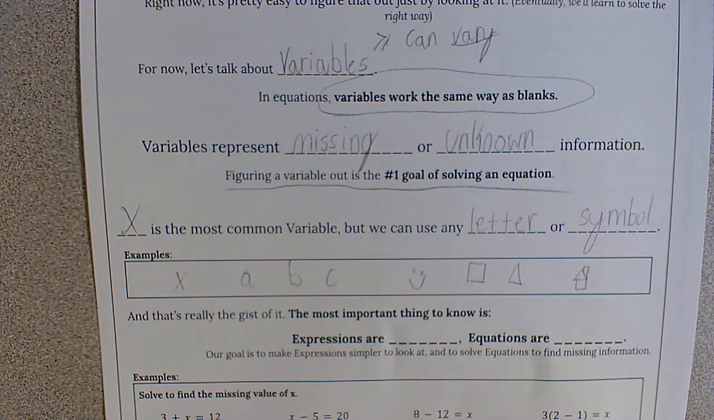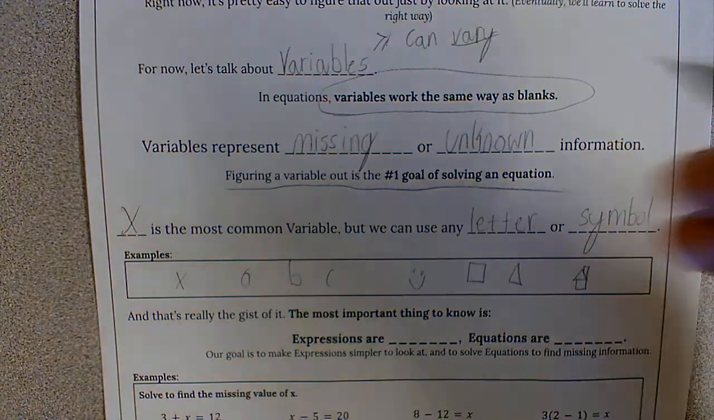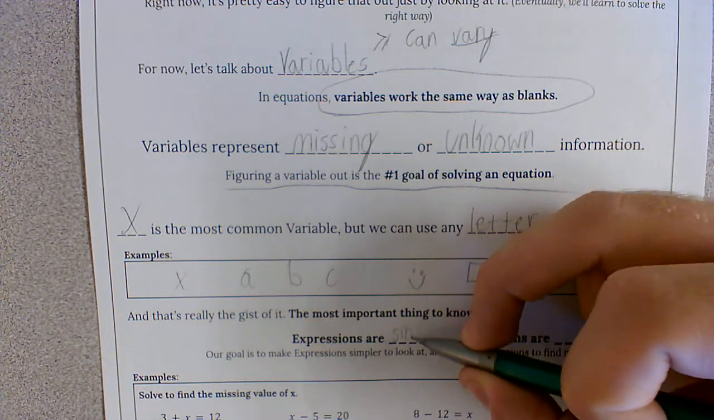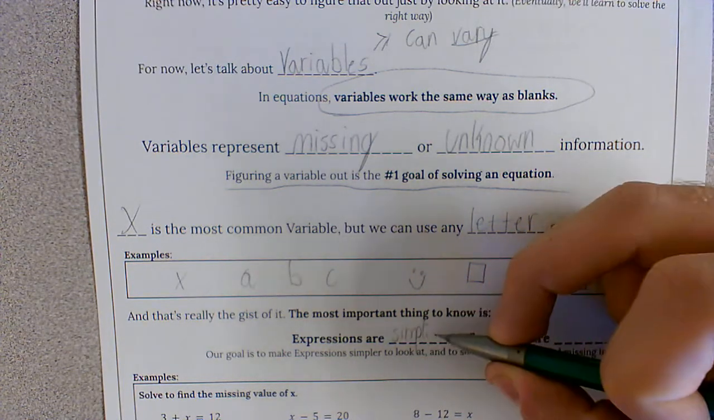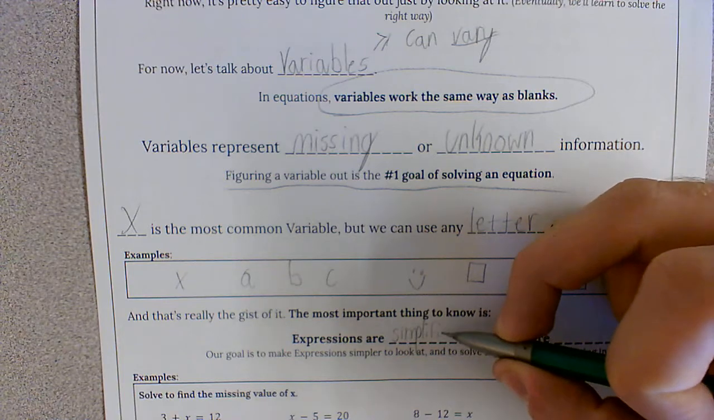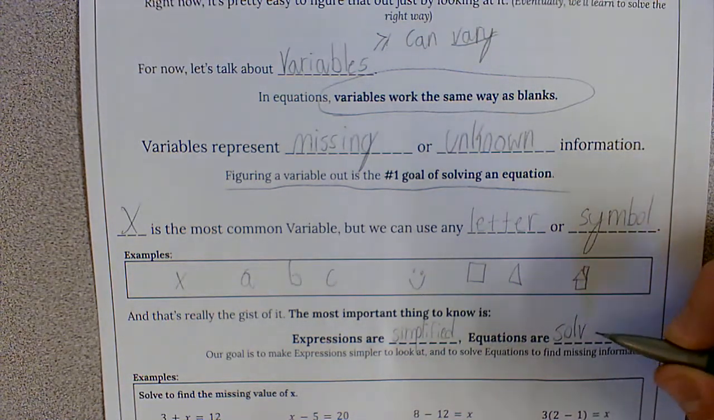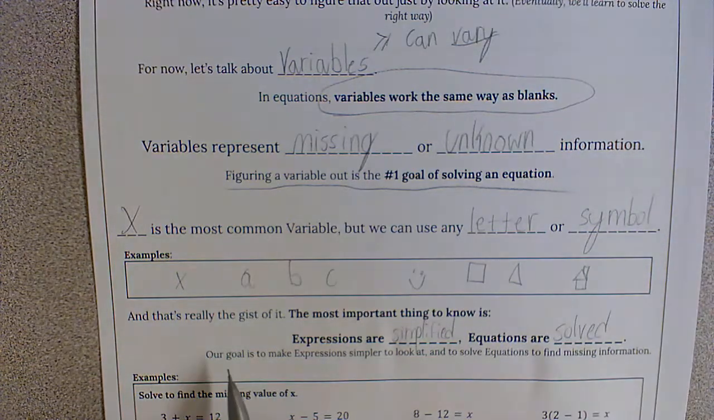And that's really the gist of it. The most important thing to know is this. Expressions are simplified. Remember, that's one side of the equation. Equations are solved, and we do that to find missing information. Our goal is to make expressions simpler to look at, and to solve equations to find missing information.